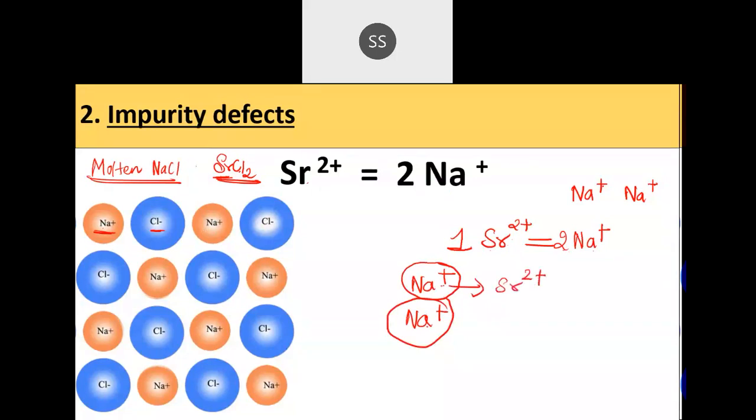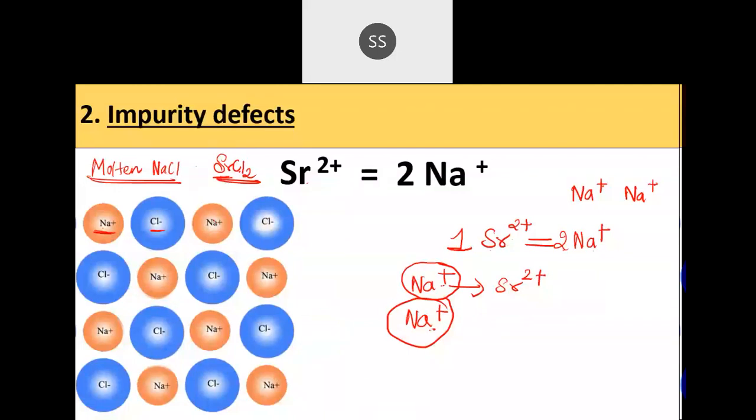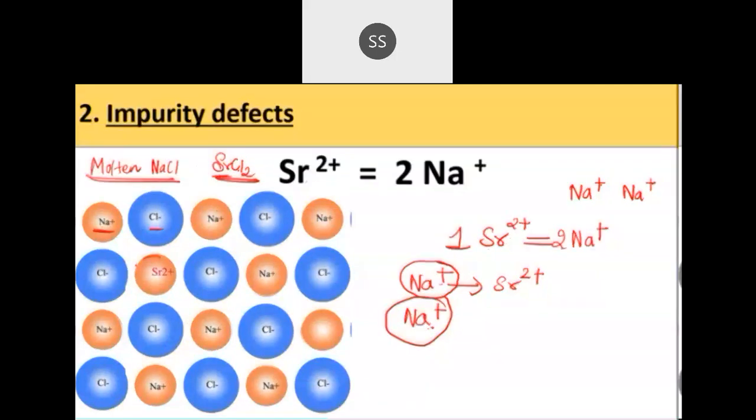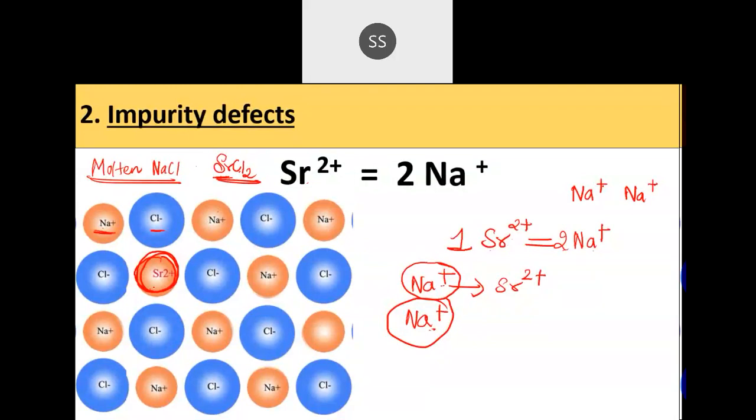And the another site will remain vacant, like this. See here, I have shown on this side. Over here, can you see this? I have removed one sodium ion and one strontium ion has come and sat over here. So if one strontium ion comes and sits, one of the sites will remain vacant.